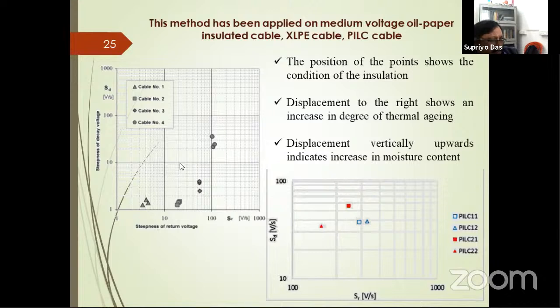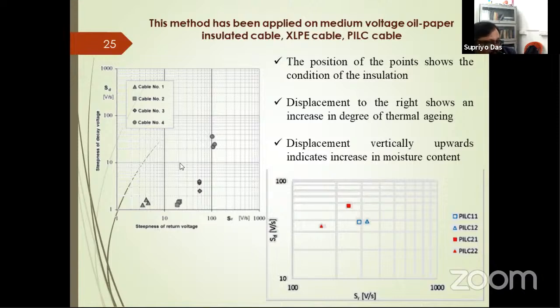Cable 1 is represented by a triangle. Cable 2 is shifted towards the right. There is a square, then a rhombus, which is a little bit higher up, and the circle one is quite high. What does it mean? The position of the points shows the condition of the insulation. Displacement to the right shows an increase in thermal aging. That means cable 2 and cable 3 are shifted compared to cable 1.